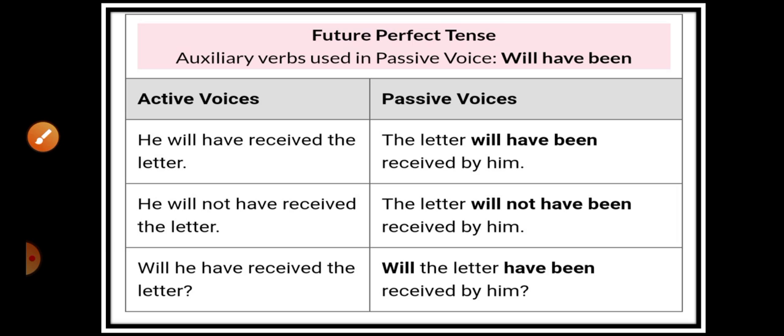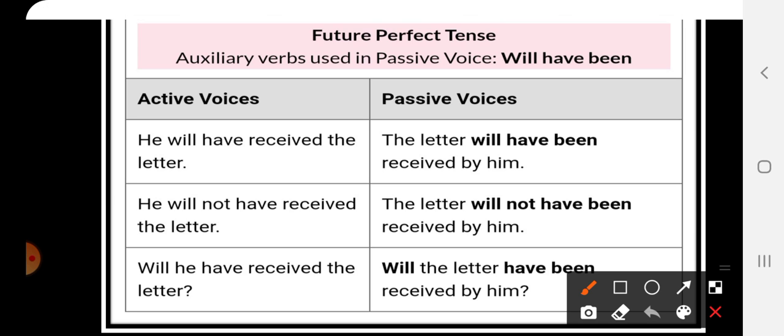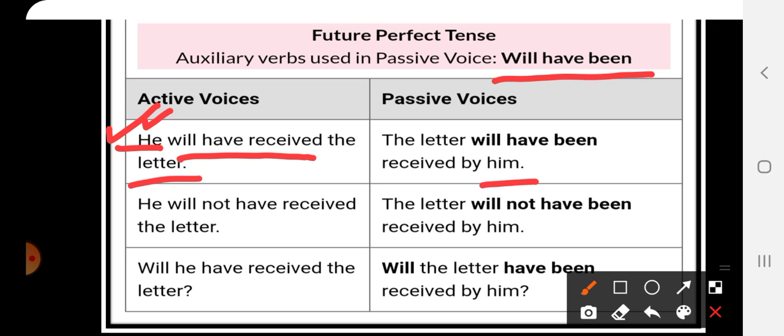Now let's see how active voices are changed in passive voices in future perfect tense. First of all, we need to keep this in our mind that the auxiliary verb that will be used while changing active voice in passive voice in future perfect tense is will have been. So let's read the examples. He will have received the letter. He, subject, will have received verb. The letter is object. The subject he in active voice has become object in passive voice, him.